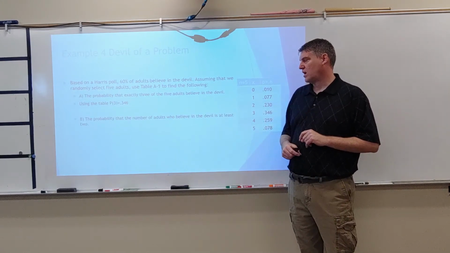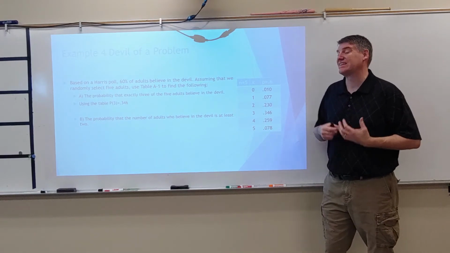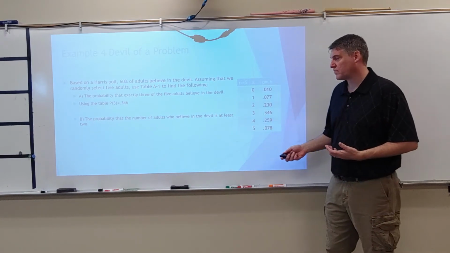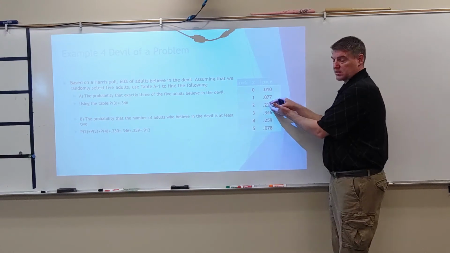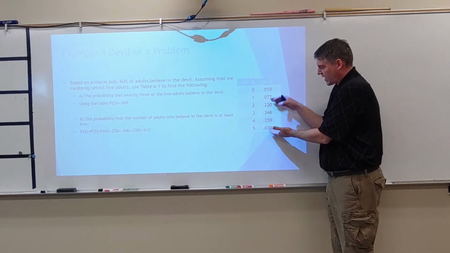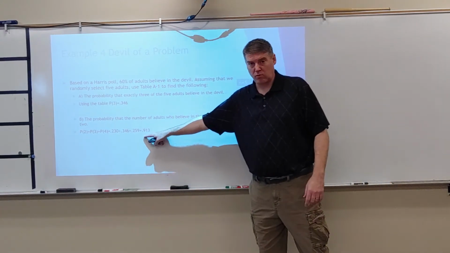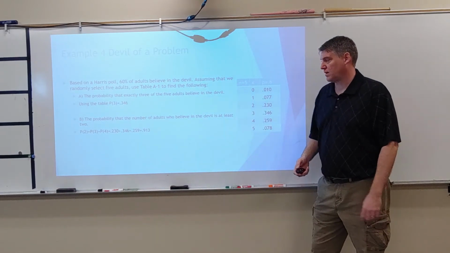The probability that the number of adults who believe in the devil is at least 2. So now what I'm going to do is take the probability of 2 plus the probability of 3 plus the probability of 4 plus the probability of 5. So I'm going to add these all together and I get 0.913. All right?